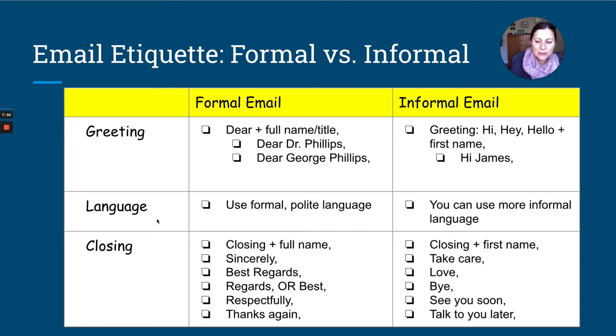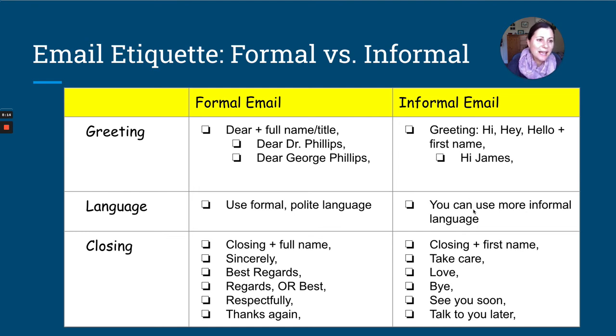Now let's talk about language. If you're sending a formal email, you want to have polite language and formal academic language. You want to check that there aren't spelling or grammar mistakes. Write in complete sentences. In an informal email, you can use more informal language. You can use slang or casual language like you're talking to them. Grammar matters less. So if you have a small grammar mistake or spelling, you're just sending it to friends or family, so it might not matter.